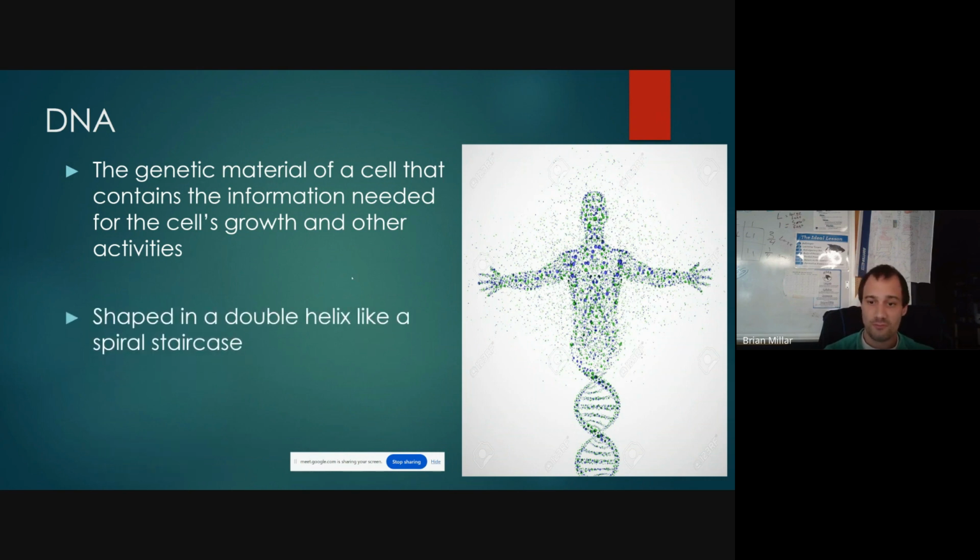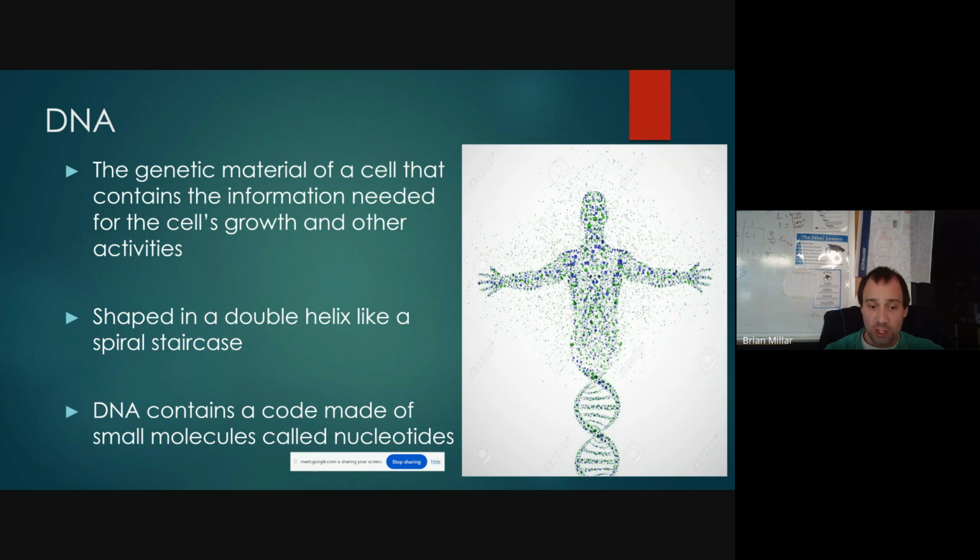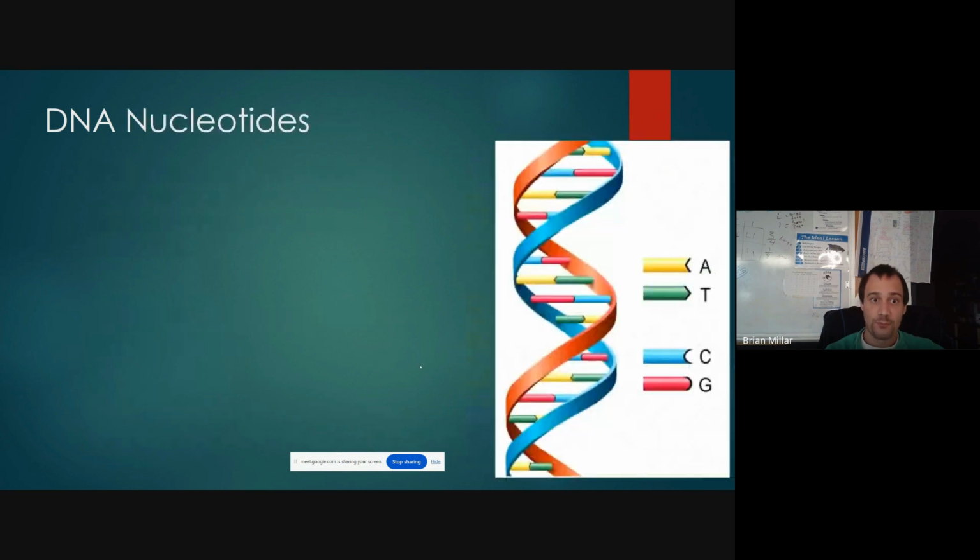It's shaped like a double helix, so a little spiral staircase going down. You can kind of see it with this image on the right here. It has little rungs going across. These are like the stairs. These little rungs are the important part that we're going to be talking about. Those rungs are called nucleotides, okay? Small little molecules that connect together, and they're what build our DNA.